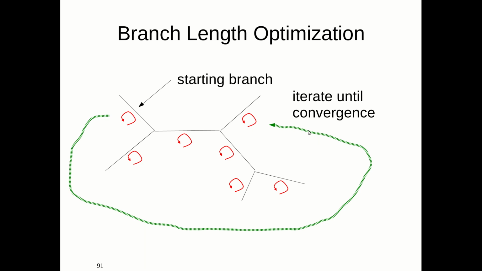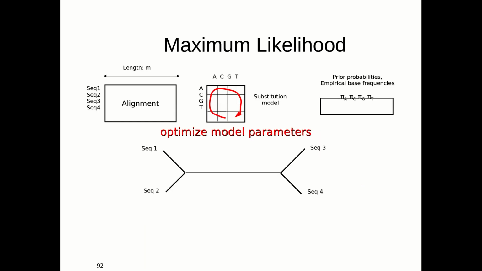And this is typically done by saying, okay, between iteration i and i plus 1, the log likelihood of the overall tree has only changed by a very small fraction, by an epsilon. So this means that we stop.